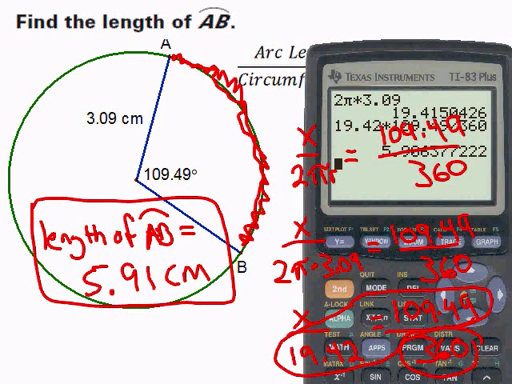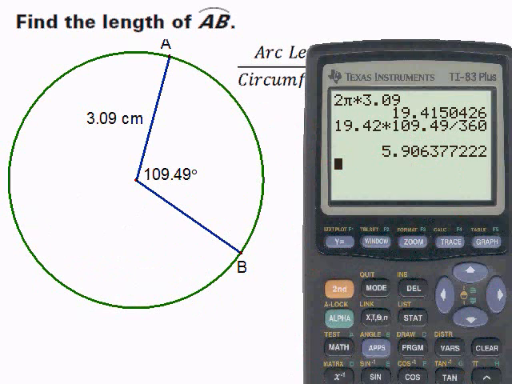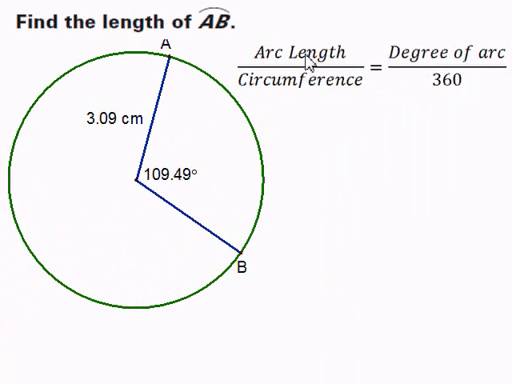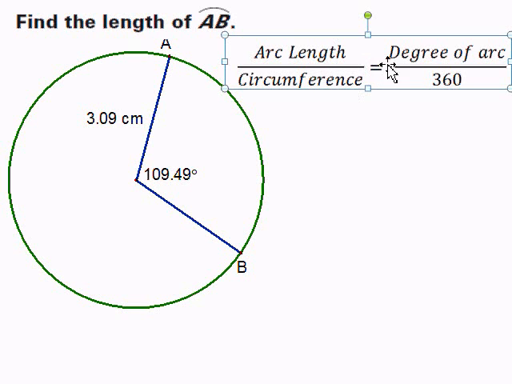So, real quick, to show you what we did, you use your proportion, your formula: the part of the circle, the arc length, over the entire circle, which is the circumference, is equal to the degree of the arc, that's your part of the circle, the degree measure, over the entire circle, which is 360. You substitute in all the stuff that you know, and cross multiply to solve for the stuff you don't know.